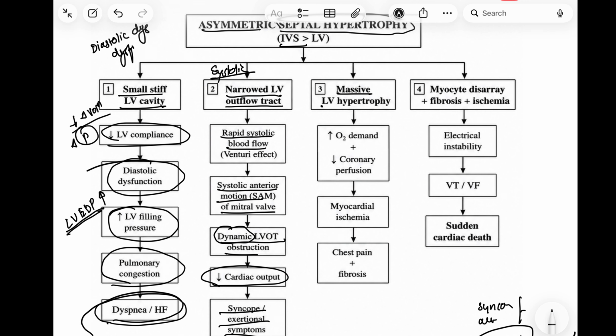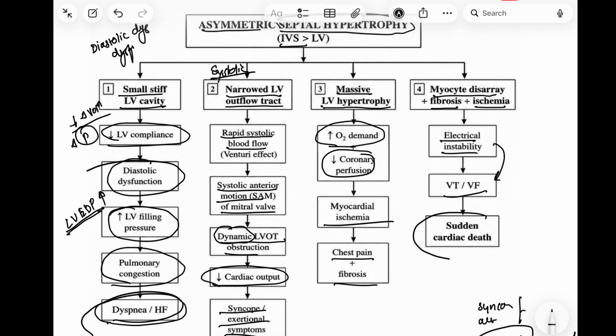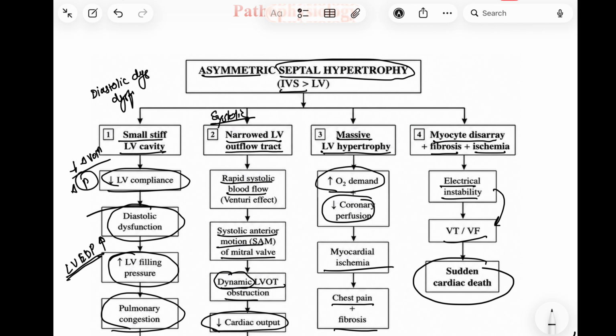Then after this, there is a massive left ventricular hypertrophy, which requires increased oxygen demand, and due to this hypertrophy, there is a decreased coronary perfusion as well. This causes myocardial ischemia, and the chest pain and the fibrosis are there in almost all HOCM, right? This all cascade results into myocyte disarray, fibrosis and ischemia, and this is very bad for the heart muscles, which is prone for electrical instability, and there is a huge chance for VT and VF and sudden cardiac death, right? So this is a full pathophysiology of hypertrophic obstructive cardiomyopathy.